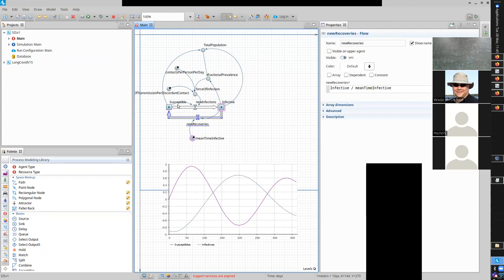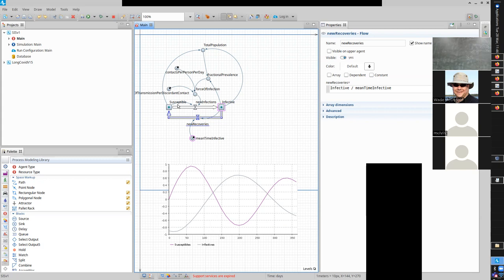For susceptible, well, in general, if we have a stock, what's going to be on the right-hand side? Yeah, the sum of the inflows minus the outflows, right? Or you could say minus the sum of the outflows as a quantity. In other words, minus each of the outflows. Good. So Tony's right. We have two flows incident on it. What are the inflows to susceptible? New recoveries and new infections.